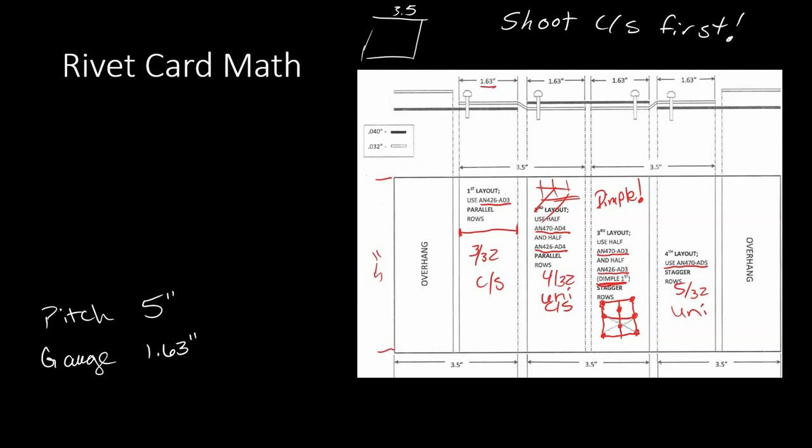So in layouts 2 and 3, where you're using universal head and countersink, if you shoot the universal head first, you will not be able to shoot the countersink. And then you'll have to drill out all those rivets and you're going to be mad at yourself. So make sure to shoot the countersink rivets first.